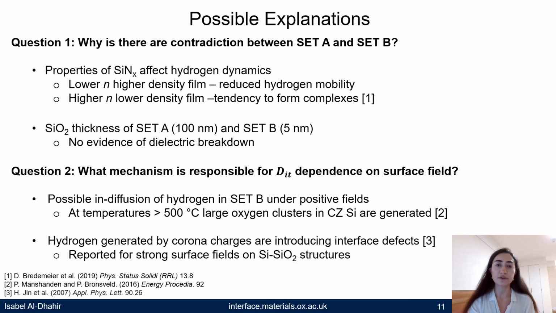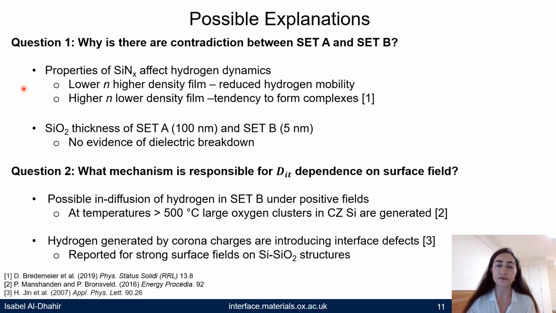These results lead to 2 main questions. The first question is, why is there a contradiction between the results of set A and set B, despite the fact that we are using very similar structures? One very likely possibility could be that the properties of silicon nitride are crucial in how hydrogen behaves.